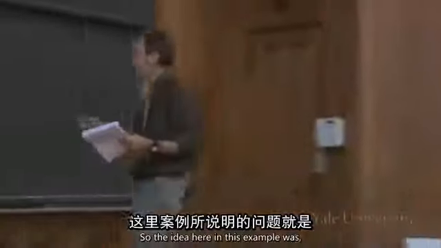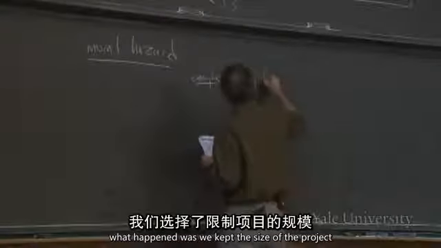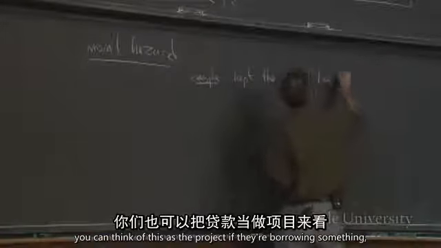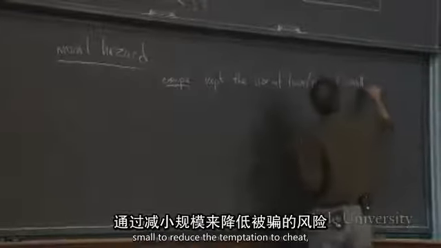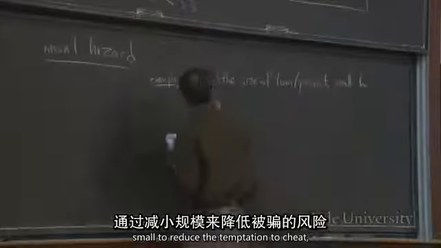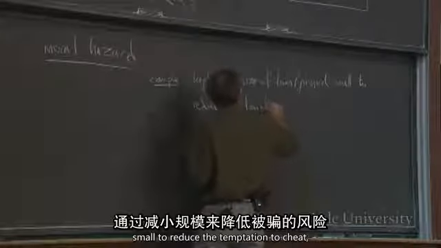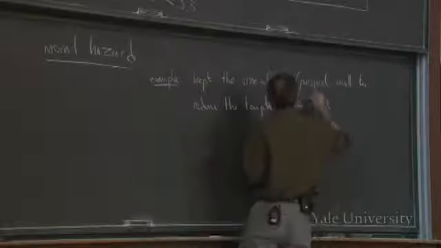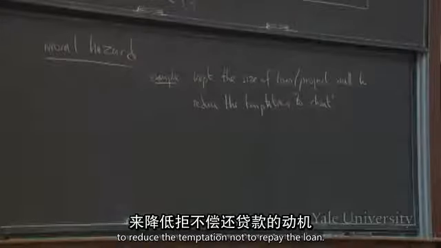So the idea here, in this example, was that we kept the size of the project, or the size of the loan, small. You could think of this as the project if they're borrowing something. We kept it small to reduce the temptation to cheat, to reduce that temptation not to repay the loan.